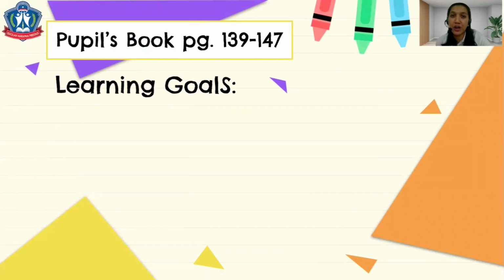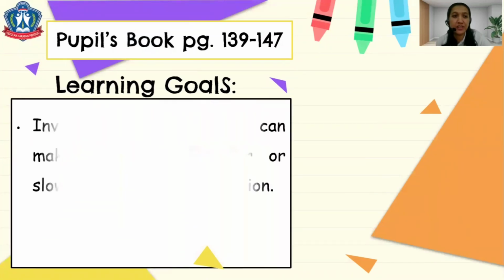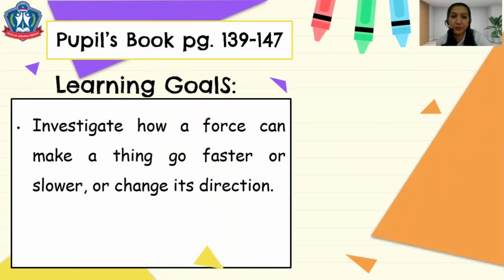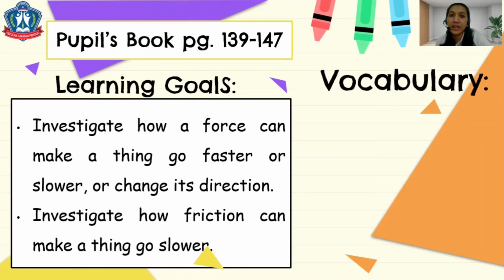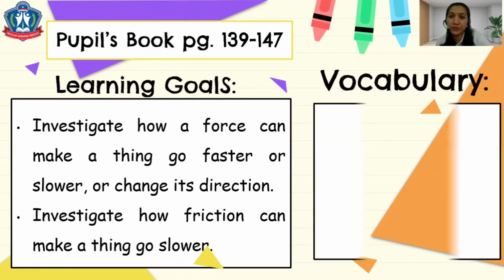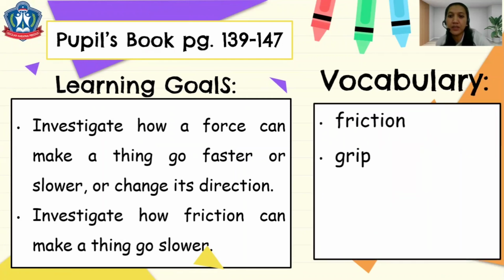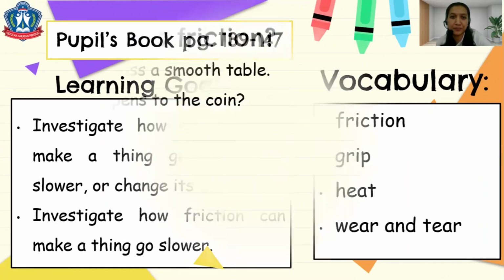The learning goals for our discussion today. First, you will investigate how a force can make a thing go faster or slower, or change its direction. The second one, investigate how friction can make a thing go slower. In this lesson, you also learn vocabulary such as friction, grip, heat, wear and tear.